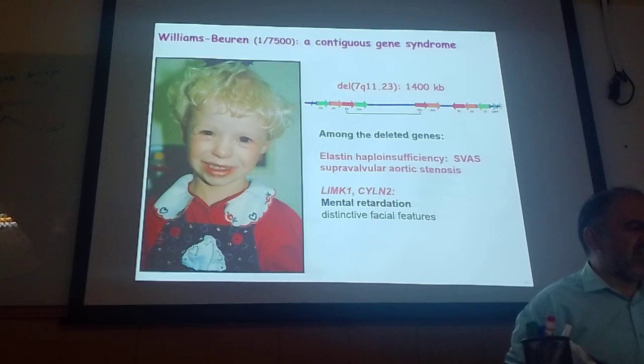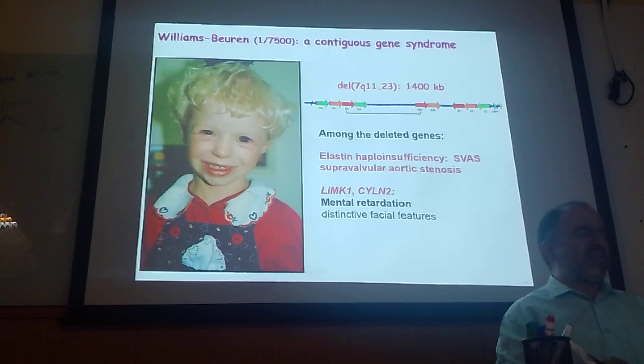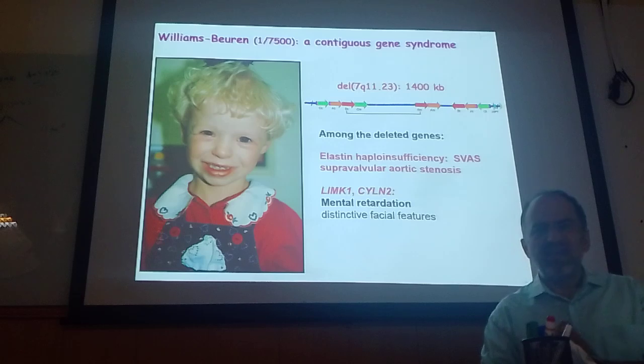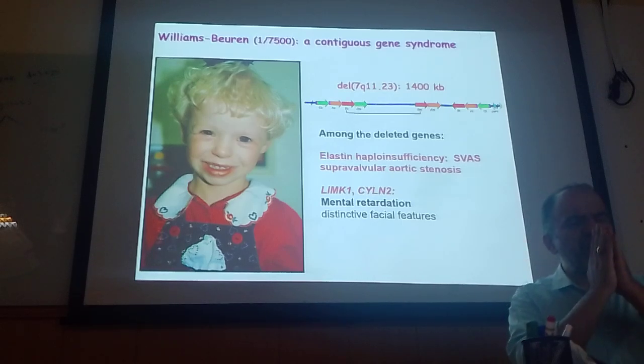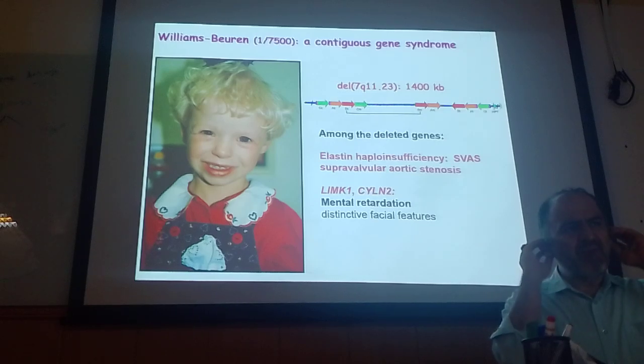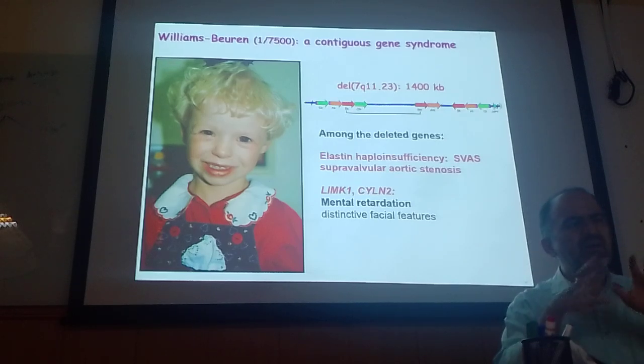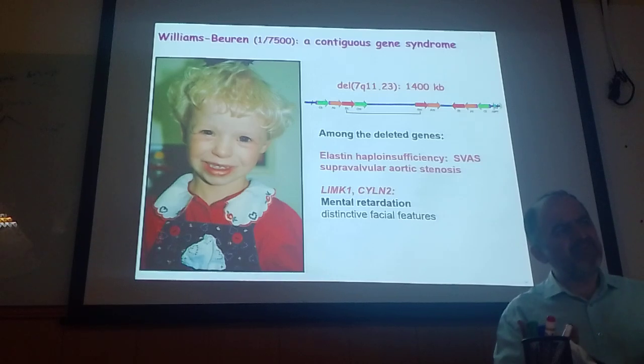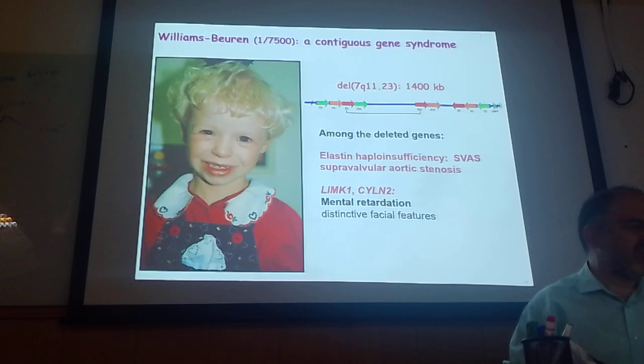One of the important genes is elastin, haploinsufficiency resulting in supravalvular aortic stenosis. LIMK1 and CYLN2 result in mental retardation. They have distinctive facial features. You can see the face is not normal. The ears are low. Maybe there is something wrong with the ear. The hand has many fingers. Club foot is there. Hypotonia is there. Three organs involved. Let's go for karyotyping.